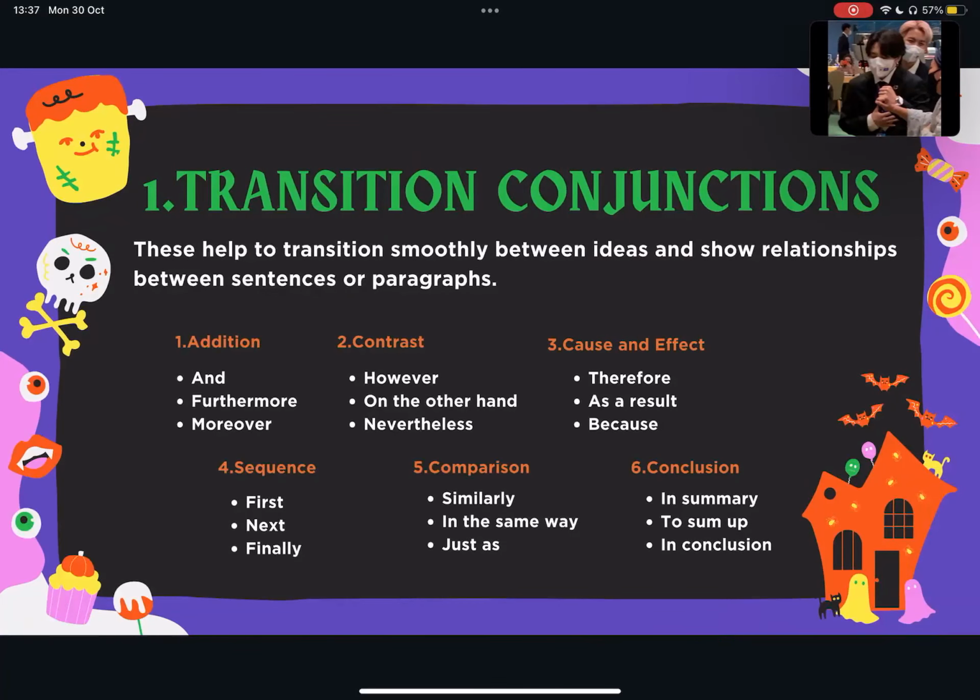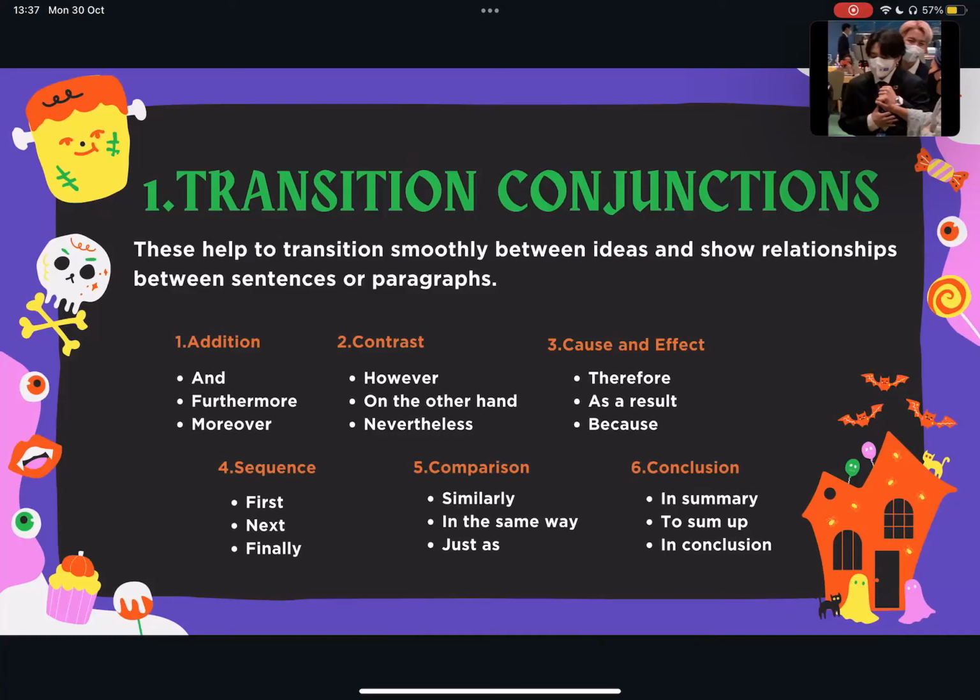Next. First one, transition conjunctions. These help to transition smoothly between ideas and show relationships between sentences or paragraphs. They can show contrasts, similarities, cause and effect, order, and conclusions. Here are some examples of transition conjunctions.